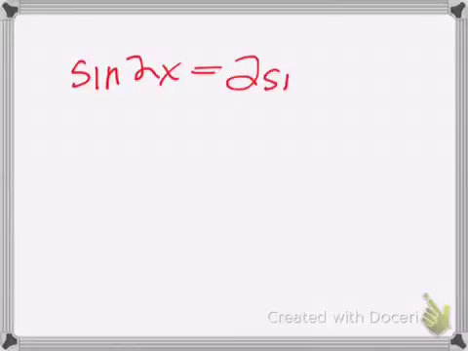2 sine x cosine x. And this is really helpful because it's an identity that changes the angle. It changes the angle from 2x to x. It's a double angle identity.